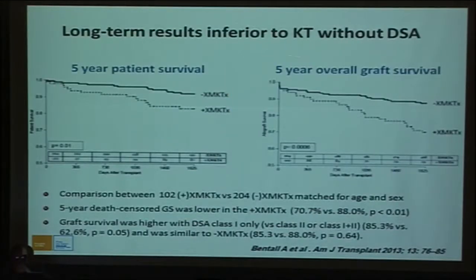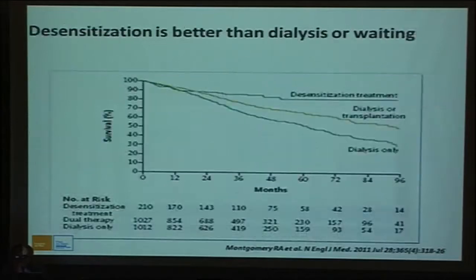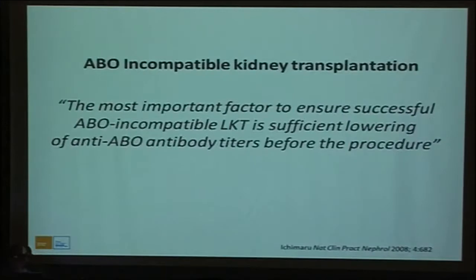The long-term results in immunological high-risk patients, you have seen, are always worse than in patients without immunological risk. But the Americans have stated that the desensitization treatment is better than waiting indefinitely for a deceased donor that will never come if you have a very high PRA rate. So it is not wonderful, but it is better than nothing.